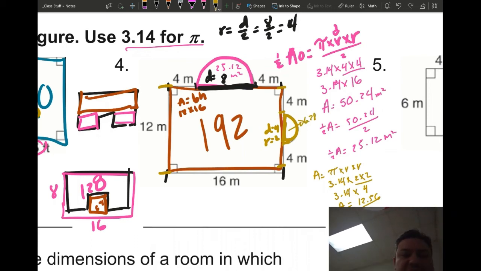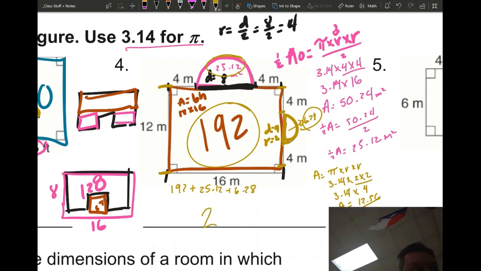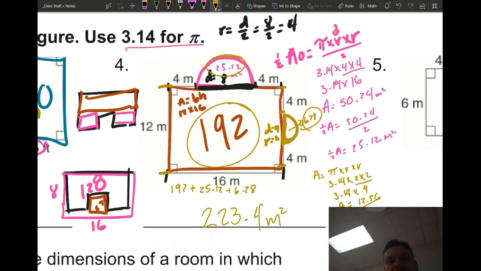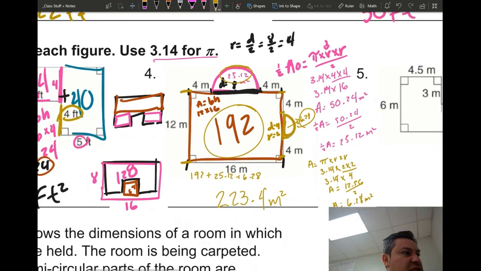Now, all you have to do is add them all up. That, and that. So 192 plus 25.12 plus 6.28. When you add all of it, you get 223.4 meters squared for this one. Any questions so far?